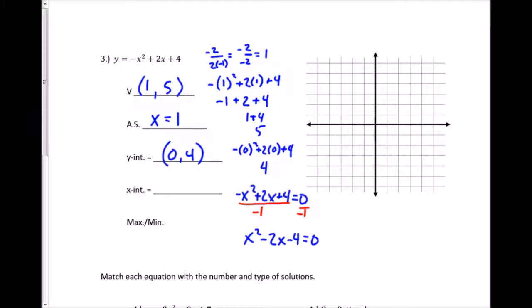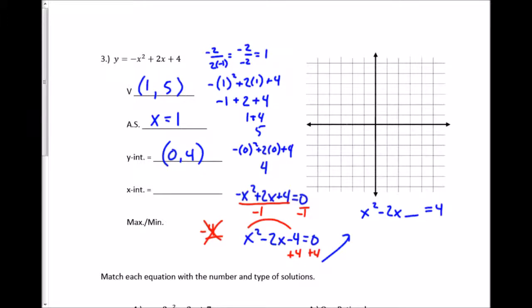Now I can build a bridge. Two numbers that multiply to a negative 4 but add to a negative 2. I can't think of any, so that's not going to happen, which means I have to either do completing the square or my quadratic formula. I'm going to complete the square. I'm going to add the 4 to each side. So when I do that, I get an x squared minus 2x equals 4.